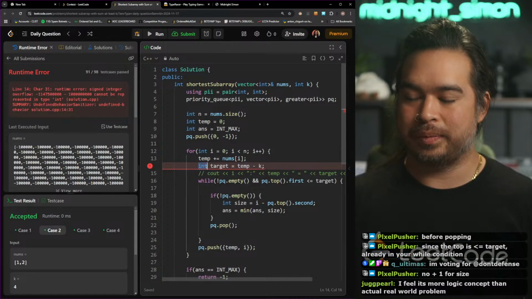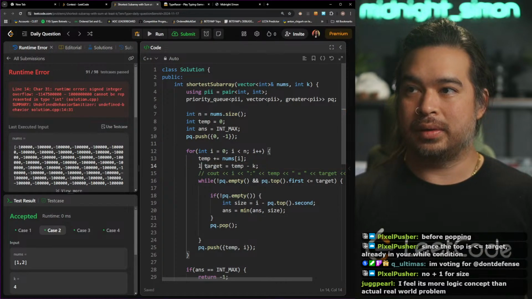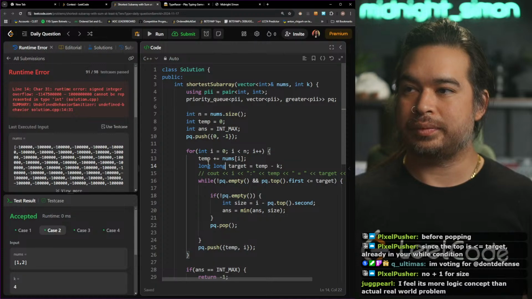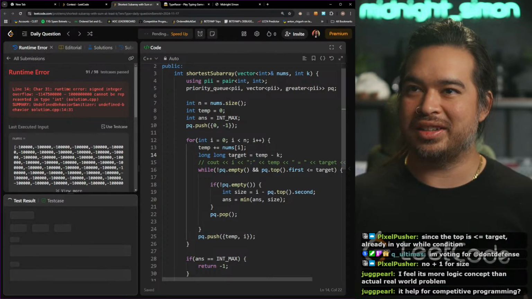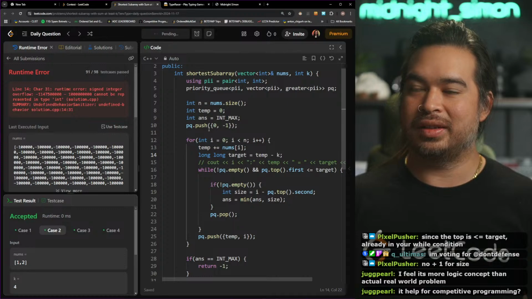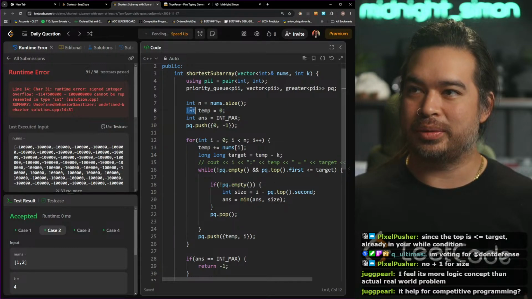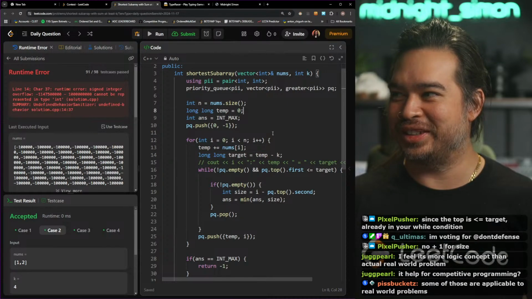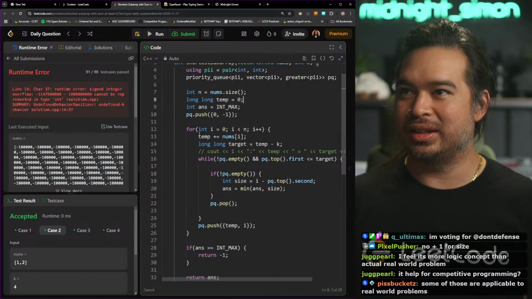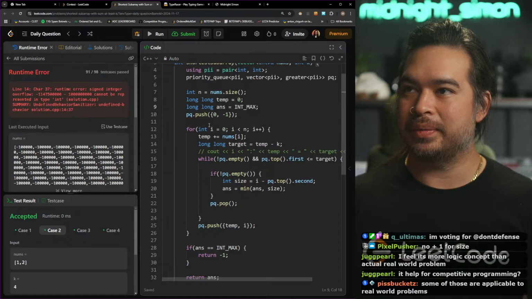Man. Should I just long that? Or I should long my temp. I don't want to deal with this, man. Should I just long everything?